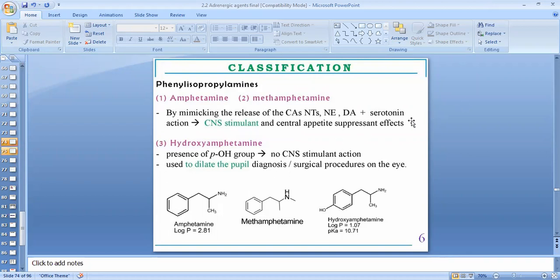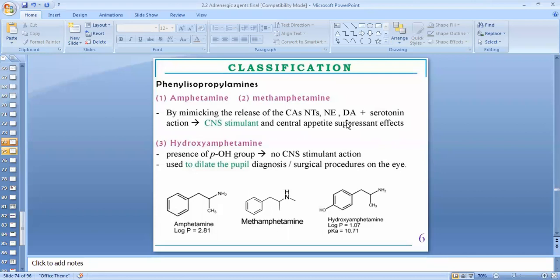Plus, they are going to show the serotonin action. As the structure is not going to have bulkier carbonyl groups or carboxylic acid derivatives, they may penetrate into the CNS. So they may stimulate the central nervous system and show the central appetite suppressant effect shown by both amphetamine and methamphetamine.